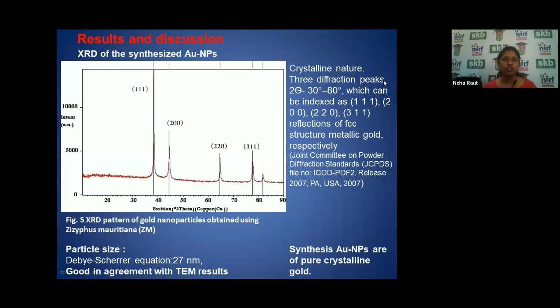Then the three diffraction peaks. On the x-axis, you can see 2 theta. This is the angle. These three diffraction peaks are in the range of 30° to 80°. In this case, we check the diffracted rays. Generally these diffracted rays have a particular angle, which can be indexed as 111, 200, 220, 311. These are the reflections.